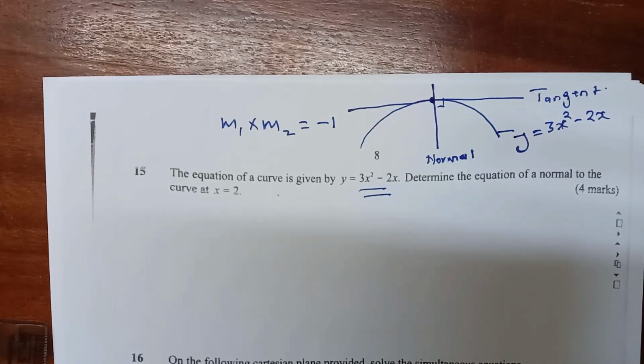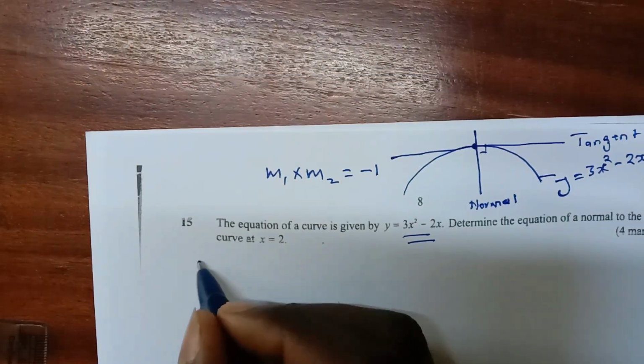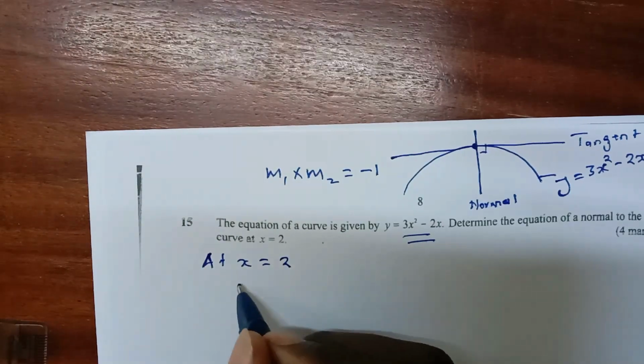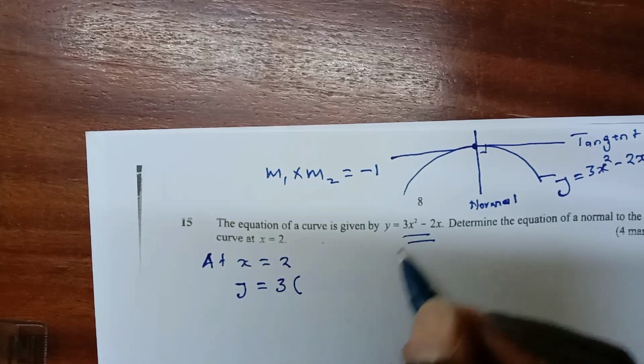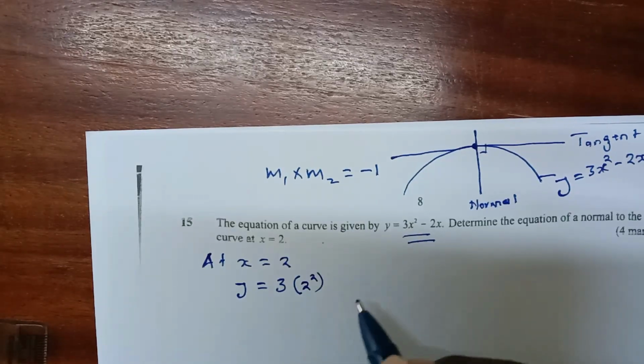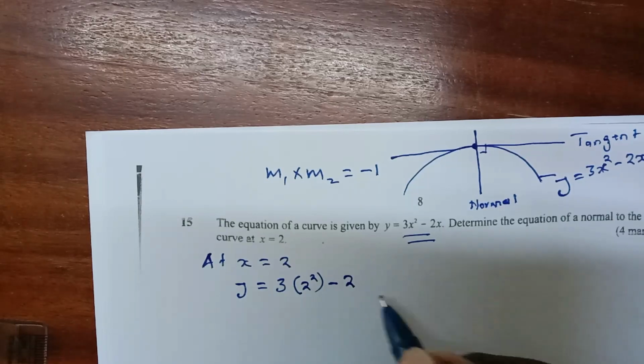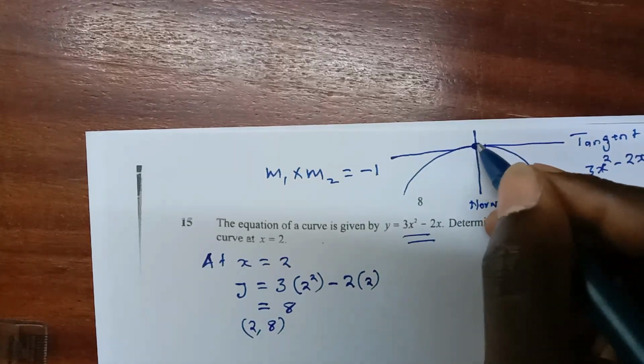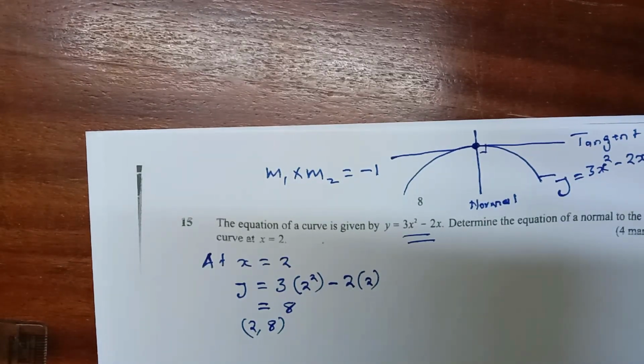Given the equation y equals 3x squared minus 2x, the first thing for us to do is to find the value of y at that particular place. So at x equals 2, what is the value of y? y equals 3 times 2 squared minus 2 times 2, and this gives us 8. So the value of y is 8. It means that our point is (2, 8). That is our point where the curve meets the normal.